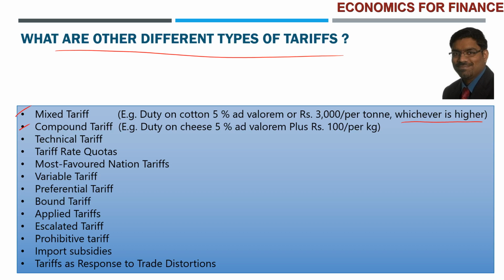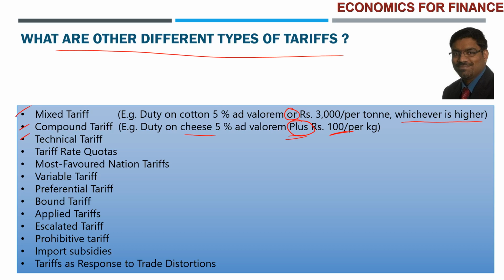Compound tariff will have both specific tariff and ad valorem tariff. Say for example, duty on cheese is 5% ad valorem plus 100 rupees per kg. That kind of tariff is called compound tariff. Like that, there are so many of the tariffs are there.